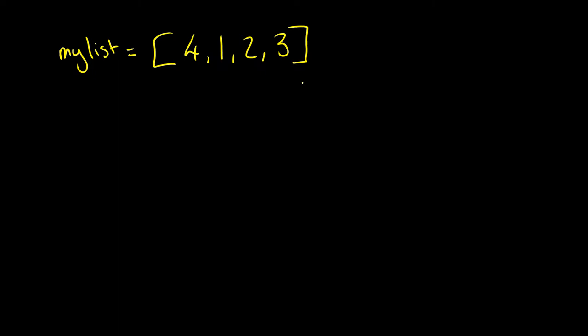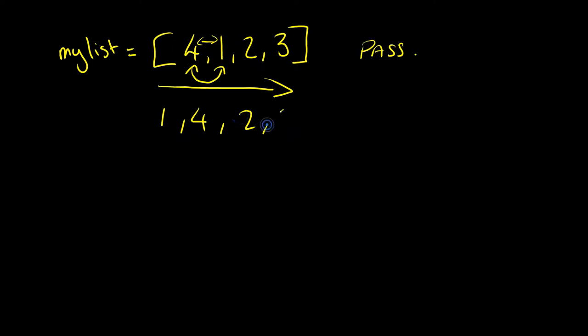Now, if I was going to do this just with pen and paper, a bubble sort works by going left to right. One look through is called a pass, and what it does is it looks for pairs. It checks to see if that value is larger than that value, and if it is, then it does a swap. So in this situation, we know that 4 is bigger than 1, so the list would become 1, 4, 2, 3.